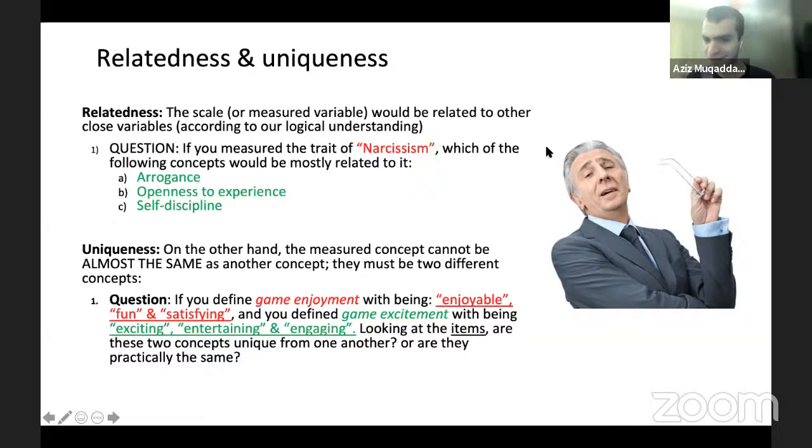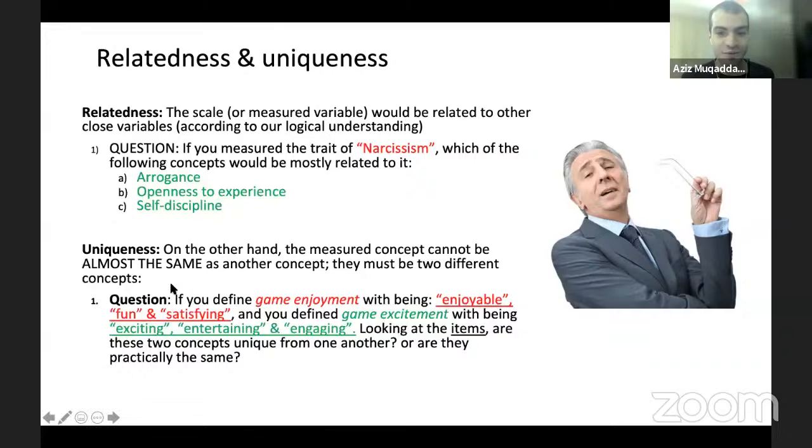Secondly, and this is tricky, it has to be related, but it also has to be unique. So the measured concept cannot be exactly the same as any other concept. Otherwise, it wouldn't be a different concept. It would be something else, right? It would belong to the same concept.